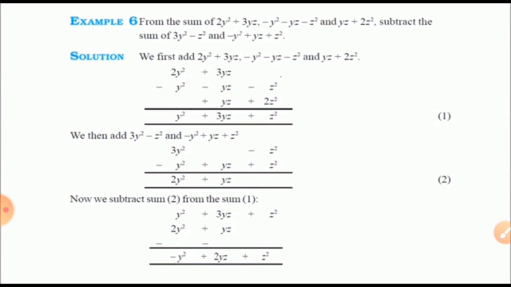Let's check for these types of things here. From the sum of 2y square plus 3yz minus y square minus yz minus z square and yz plus 2z square, subtract the sum of this one.